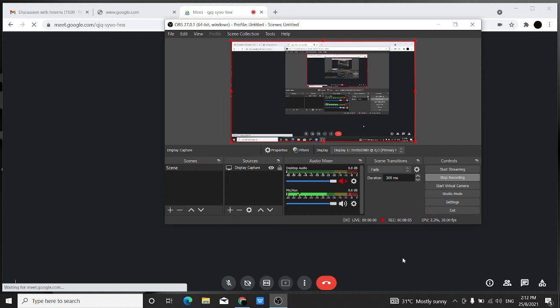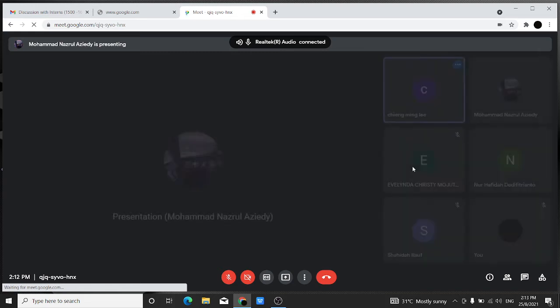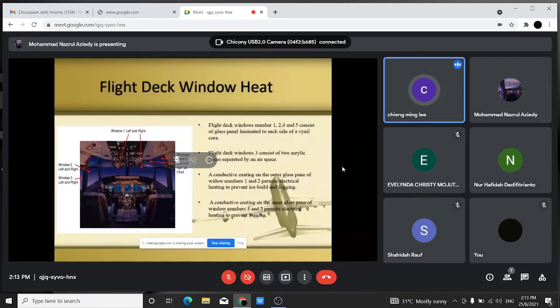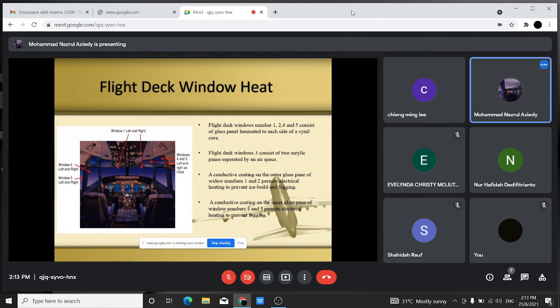Why? It's how the window is heated. Which part of the window is heated? My question: which part of the window is heated? Number 1, 2. Yes, there is the window, but how is it heated? Which part of the window? Say number 1 window, how is it heated? Where does the heating go?